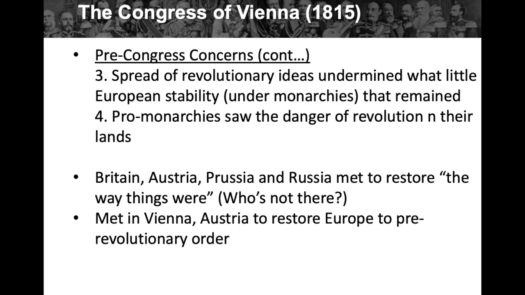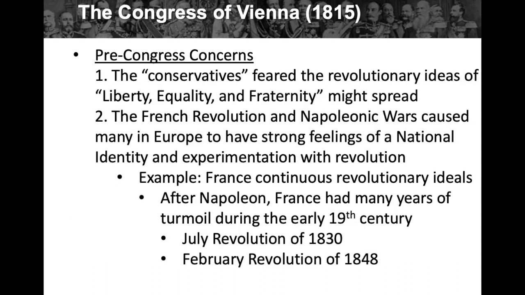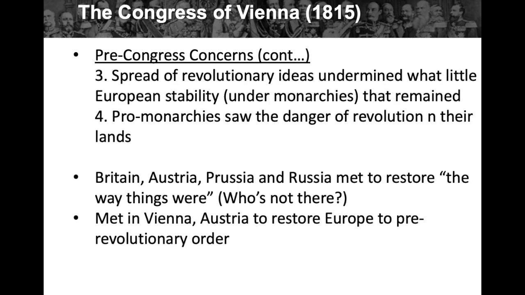Okay, so these are the pre-Congress concerns. We have a fear of revolutionary ideas. The French Revolution caused many in Europe to have strong feelings of national identity and experimentation with revolution. The spread of revolutionary ideas undermined what little European stability there was, and pro-monarchy saw the danger of revolution in their lands. So at the Congress, we have Britain, Austria, Prussia, and Russia met to restore the way things were. And so the question is, who's not there?